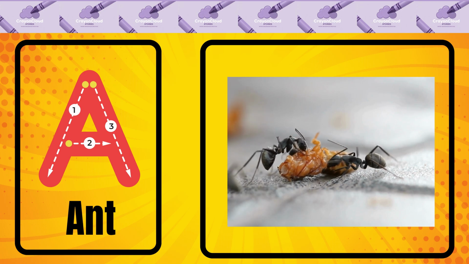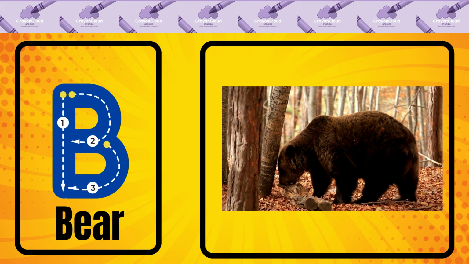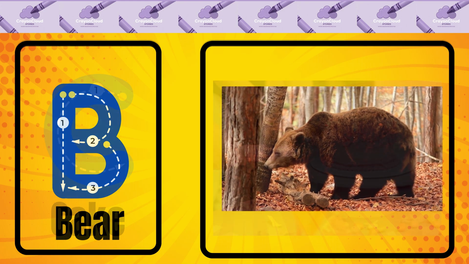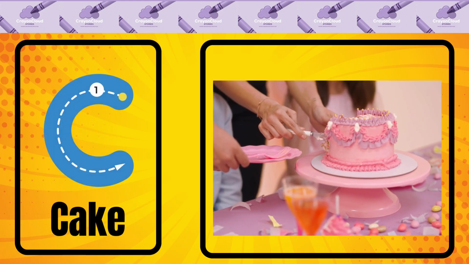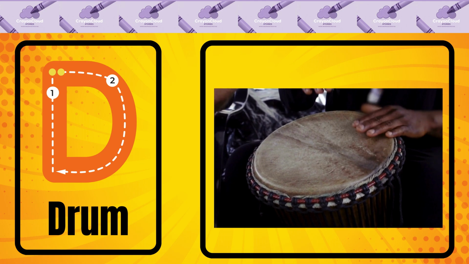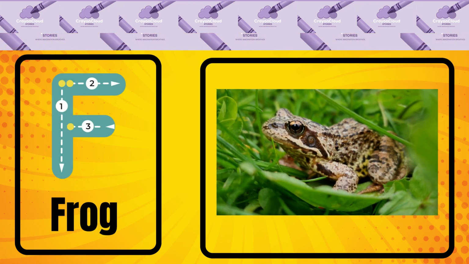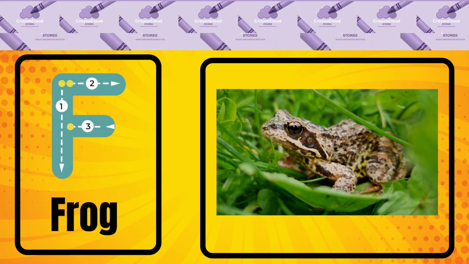A is for ant, ant. B is for bear, bear. C is for cake, cake. D is for drum, drum. E is for egg, egg. F is for frog, frog.